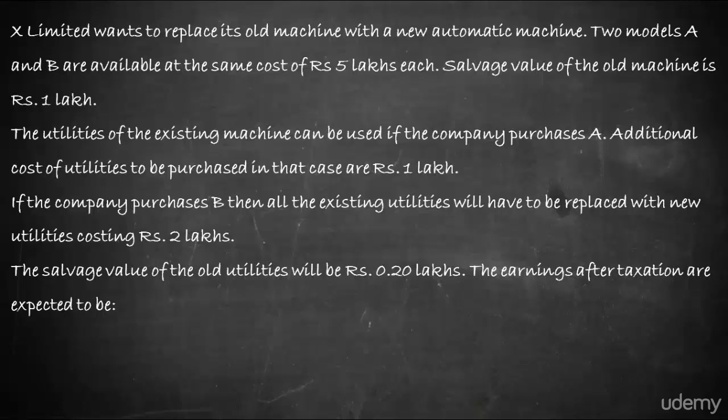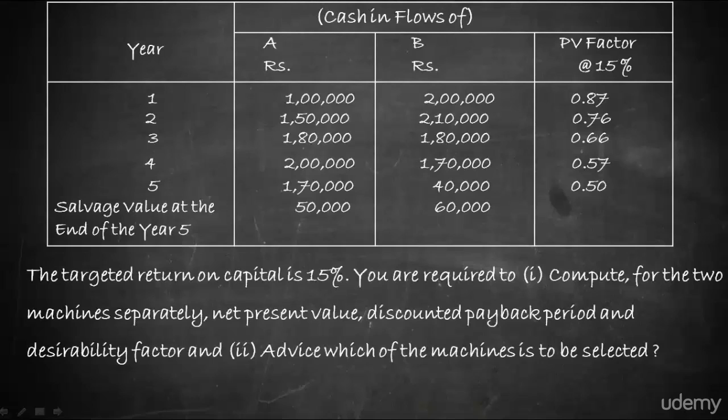The earnings after taxation are expected to be, we have information about 5 years cash flows of project A as well as mission A and mission B. We also have information about the PV factors for 5 years at 15%, and salvage value at the end of year 5 is 50,000 for mission A and 60,000 for mission B. The targeted return on capital is 15%.